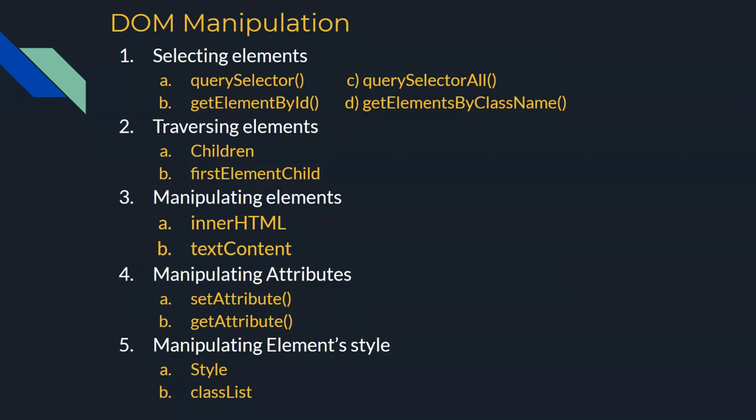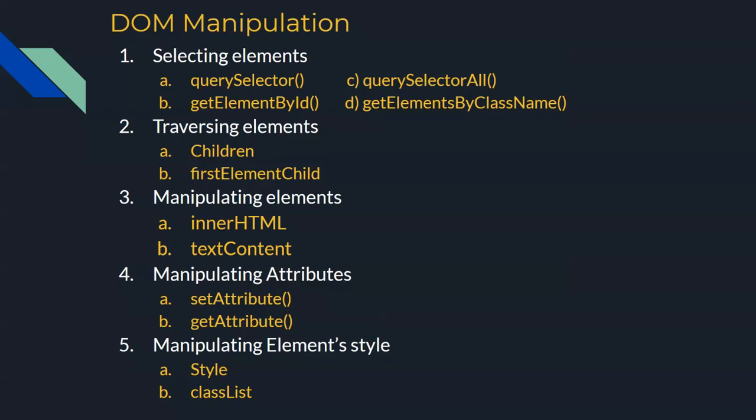There are many APIs given by the DOM, but we are using selected ones here that I guess are important from the exam point of view. We'll cover all types of manipulation, but from each section I have picked two or three APIs. Okay, so first is selecting an element.